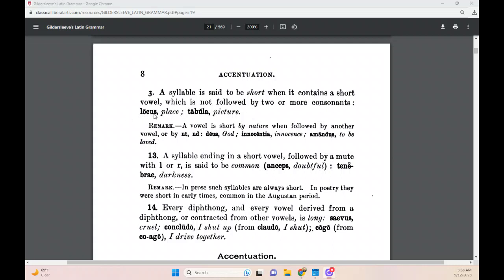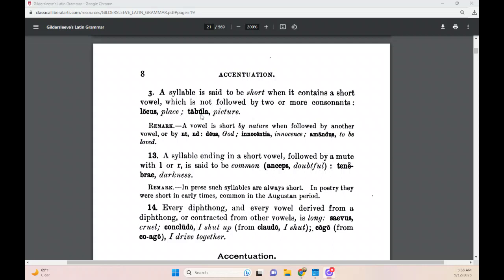We have the word locus. We have a short vowel followed by one consonant. So this is a short syllable. Lo. Here we have the word tabula. We have a short vowel followed by one consonant. So that will be a short syllable. Here we have another short vowel followed by only one consonant, so this will also be a short syllable. Tabula. Two short syllables.